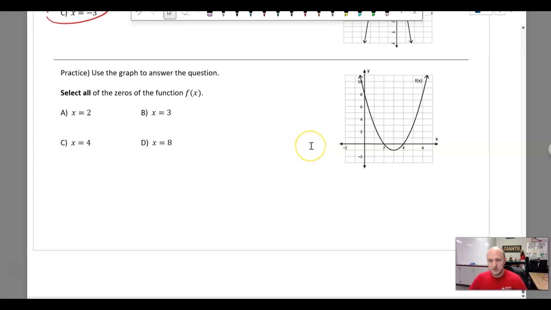Last practice problem here for the lesson. Please pause me and try this example. Okay, hopefully you paused me and you saw that we have zeros at 2 and 4. 2 and 4, so that's going to be A and C, not B or D.